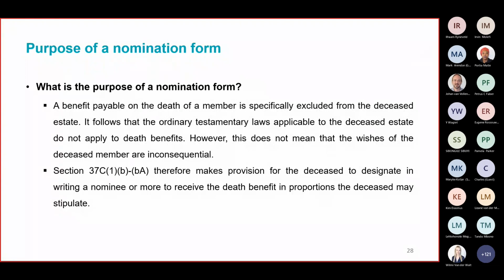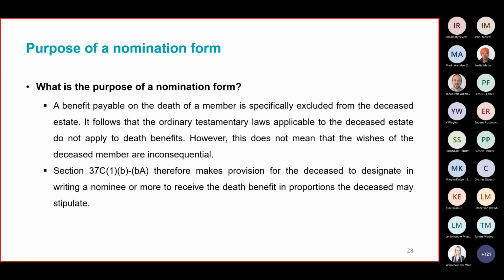What is the purpose of a nomination form? A benefit payable on the death of a member is specifically excluded, as we said, from the deceased estate. It follows that ordinary testamentary laws applicable to deceased estates don't apply to death benefits. However, that doesn't mean that the wishes of the deceased member are inconsequential.